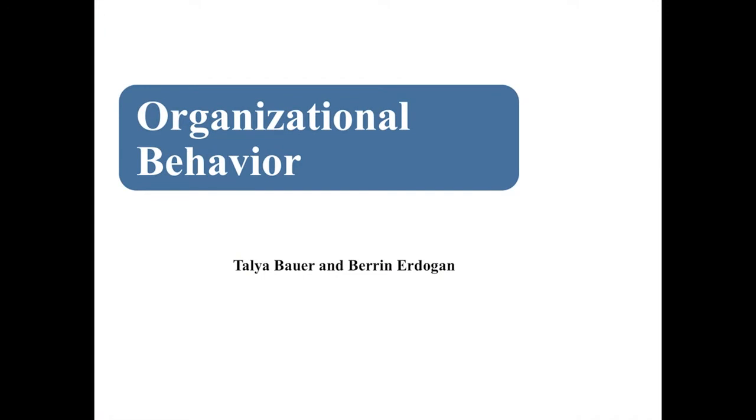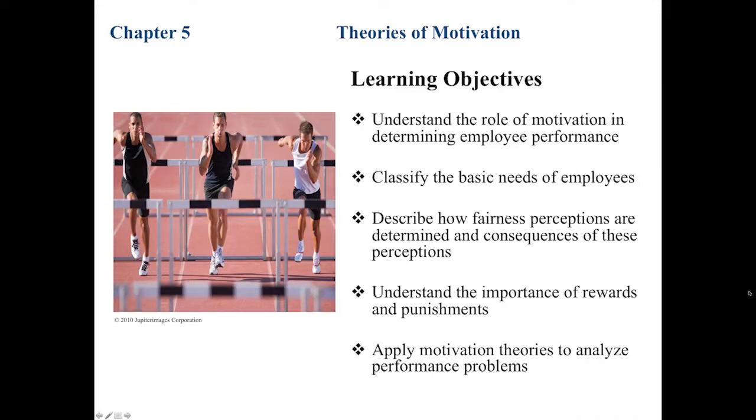Organizational Behavior, Chapter 5. When thinking about Chapter 5, Theories of Motivation, there are several learning objectives. First, I'd like by the end of this chapter to have you understand the role of motivation in determining employee performance. Be able to classify the basic needs of employees, to describe how fairness perceptions are determined and consequences of those perceptions. Understand the importance of rewards and accomplishments, and be able to apply motivation theories to analyze performance problems. So let's get started.